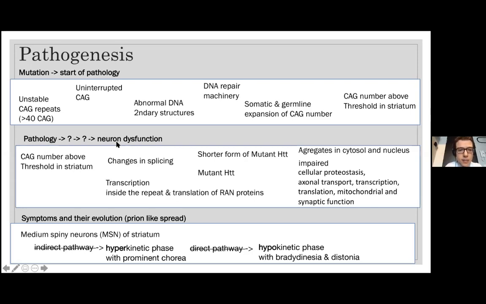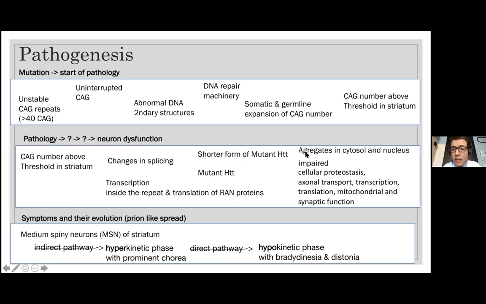How does it then translate to neuron dysfunction? So if you have a high CAG number, that will lead to changes in splicing. So instead of having the whole protein, you'll start having more of just the small transcript with exon 1, which seems to be more toxic. Or you can have the regular mutant protein and have it then broken down into the shorter form.